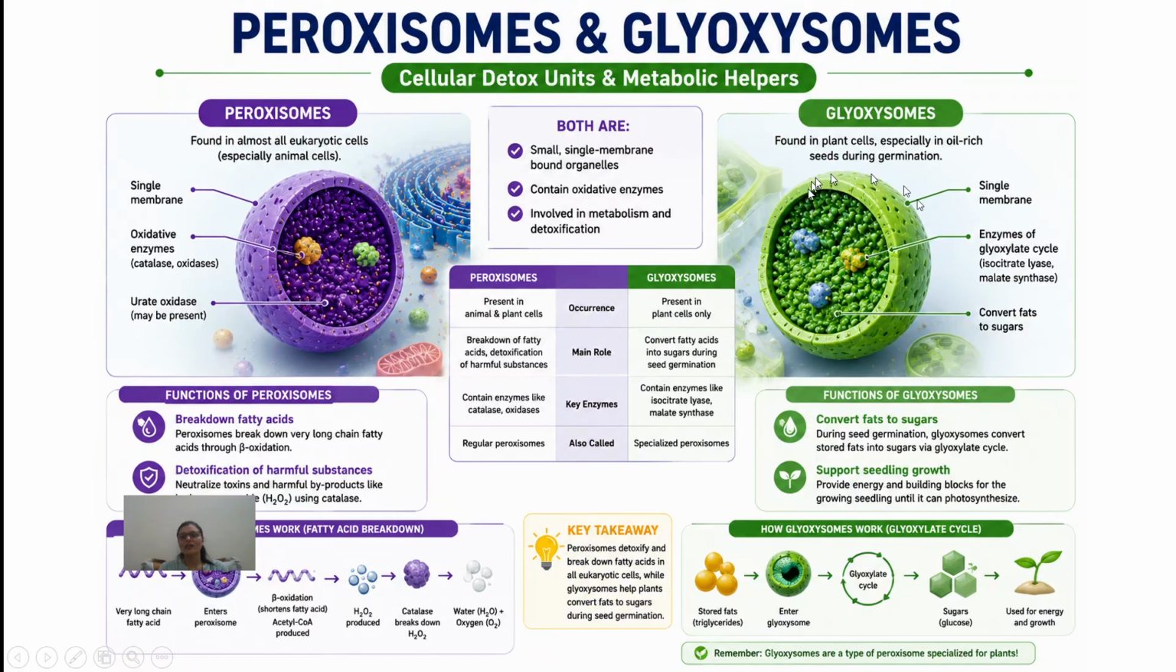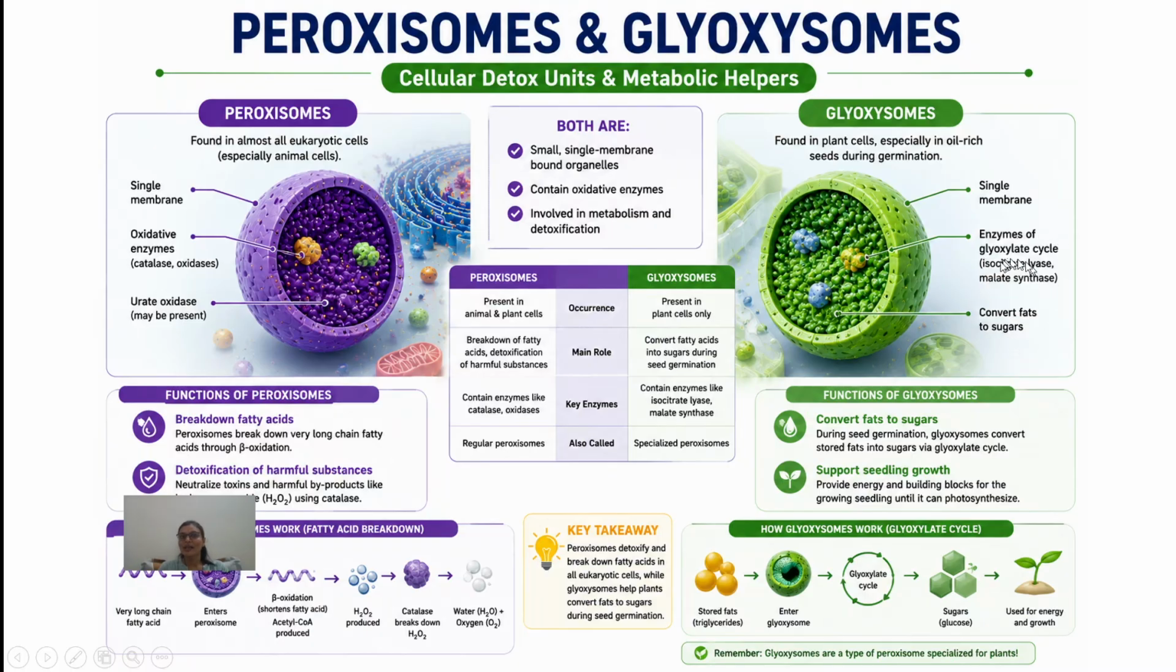You can see that the glyoxisome and peroxisome structures look similar. Here also it is a single membrane structure. Here also enzymes are present, while in the glyoxisome the enzymes of the glyoxylate cycle, isocitrate lyase as well as malate synthase, are present. In the glyoxisome, it converts fat into sugar.